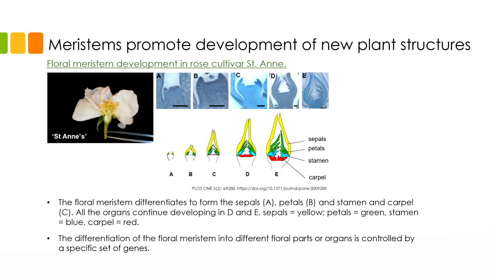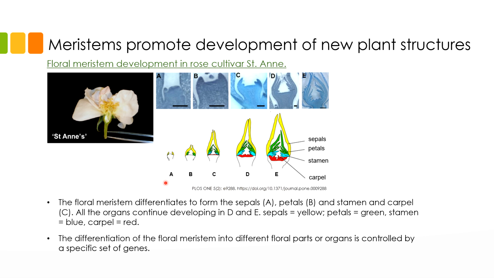Let's look at an example of how floral meristems develop into specific organs. This slide shows you the details of floral meristem development in St. Anne, a cultivar of rose. The electron micrographs that are labeled A, B, C, D, and E here at the top are also graphically represented by drawings here at the bottom, also labeled A to E.